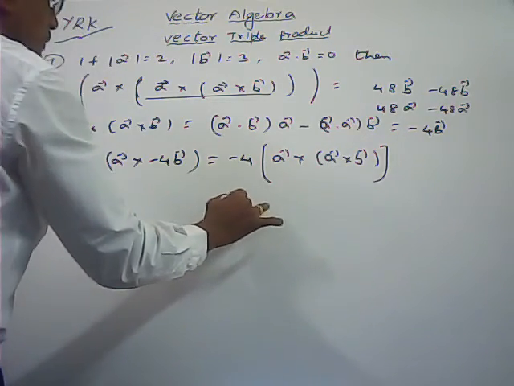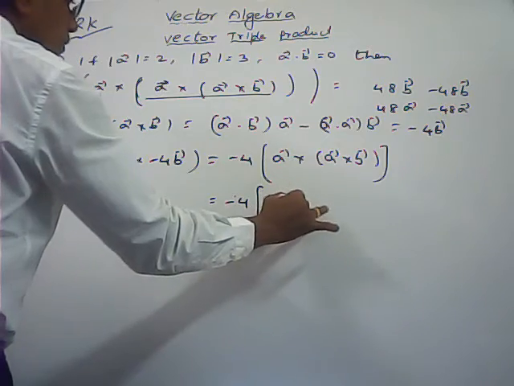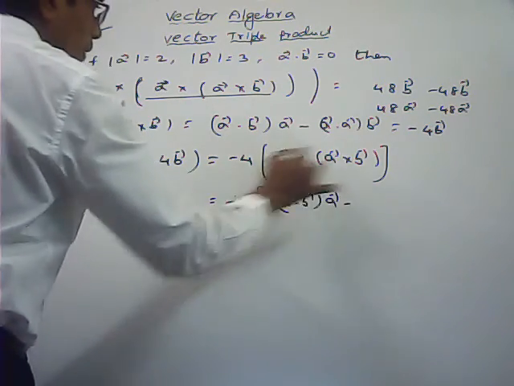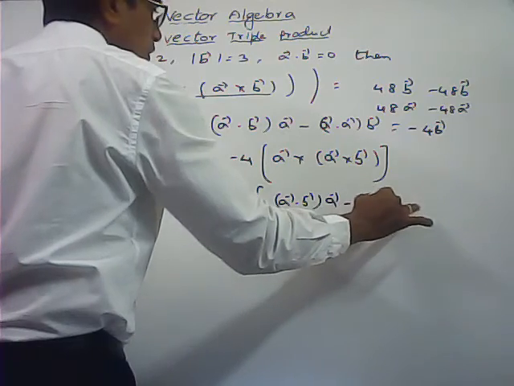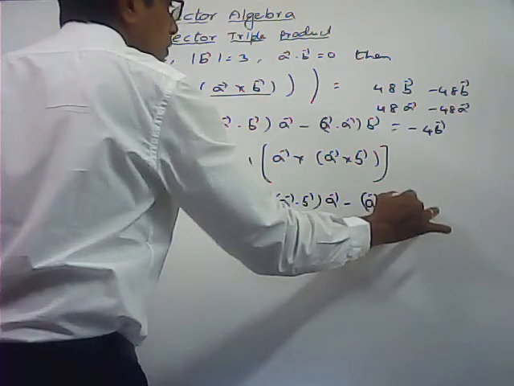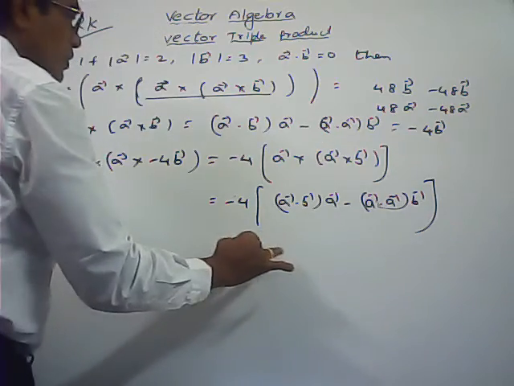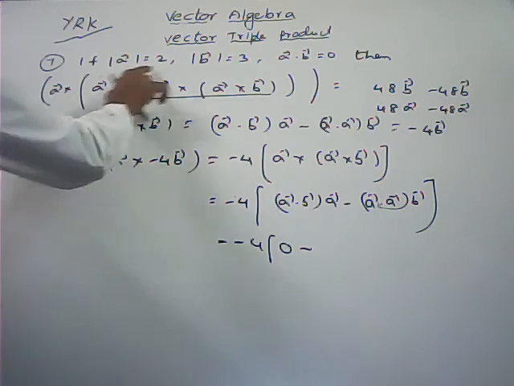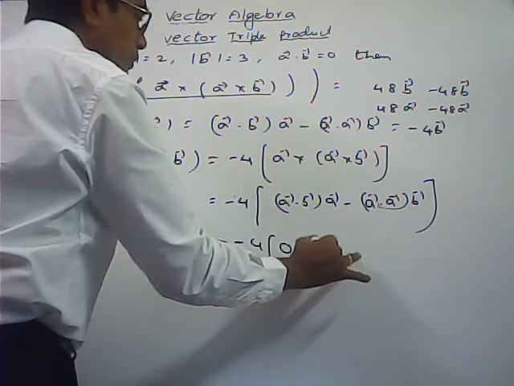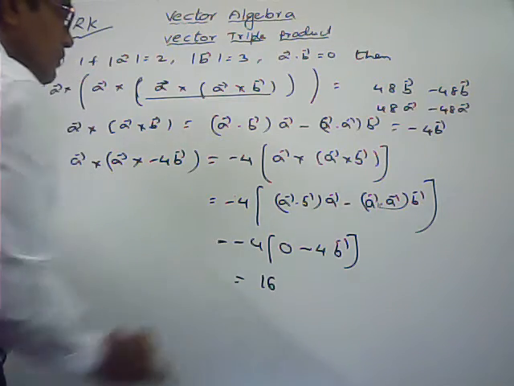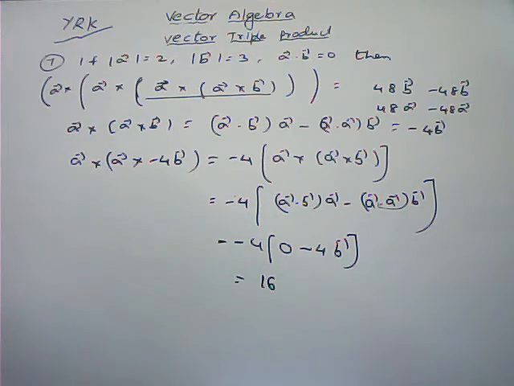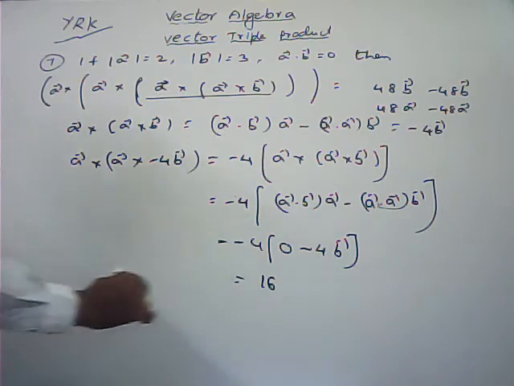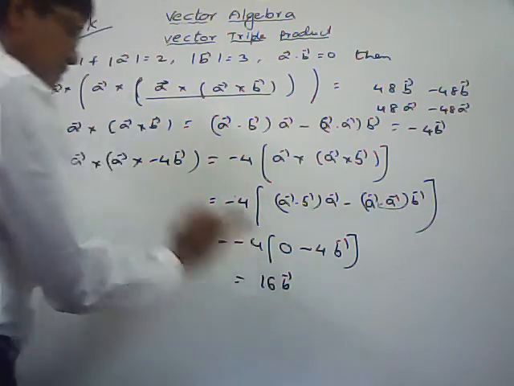Now that one you can expand: A bar dot B bar into A bar minus A bar dot A bar into B bar. A bar dot B bar, that is 0, minus A bar dot A bar, that is modulus of A bar square, that is 4, into B bar, that is equal to 16. So here what we got: 16 B bar. 16 B bar, this is the correct one.